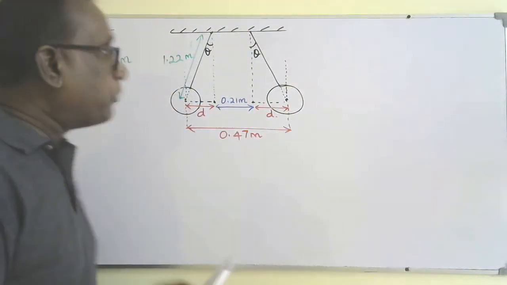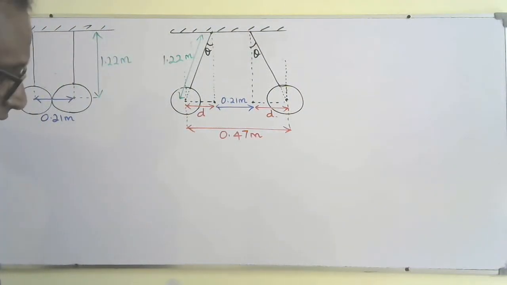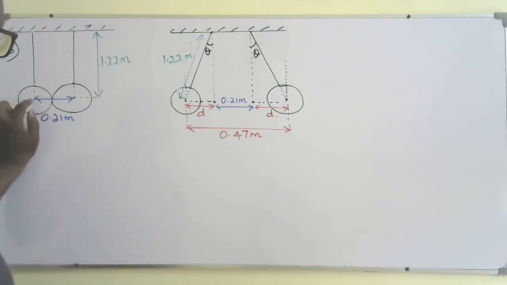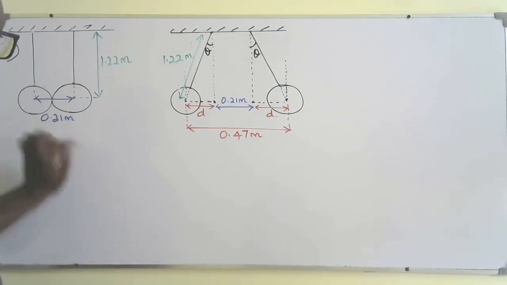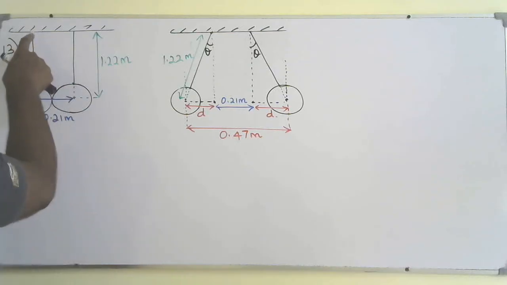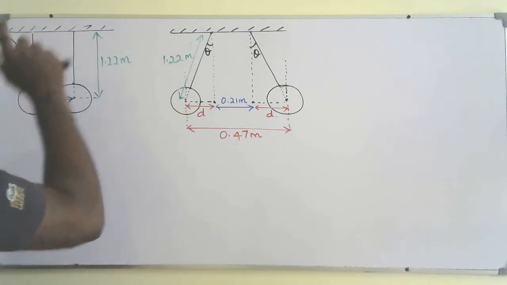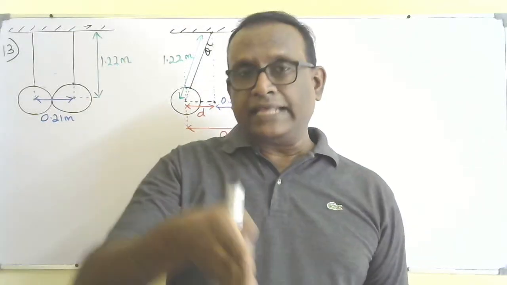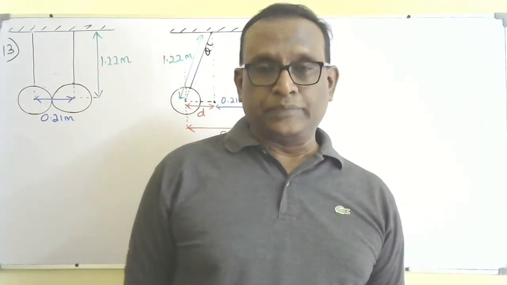That means the point where the string is attached to the support or roof, wherever it is, is exactly above the center of the balloon, and the same way this point is also exactly above the center of the balloon. So the distance from center to center is 0.21 meter, which means the distance between these two points where the strings are connected to the roof is also 0.21 meters when we take the strings to be in vertical position.